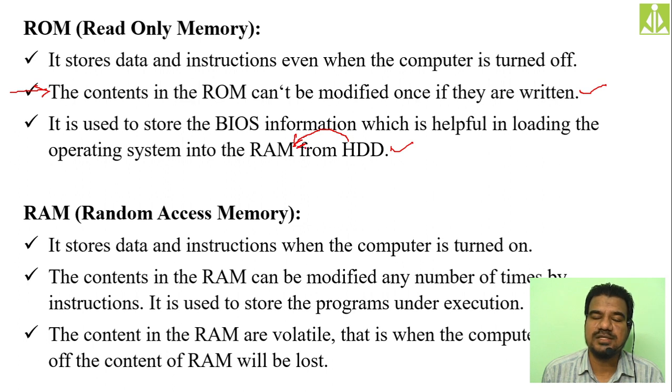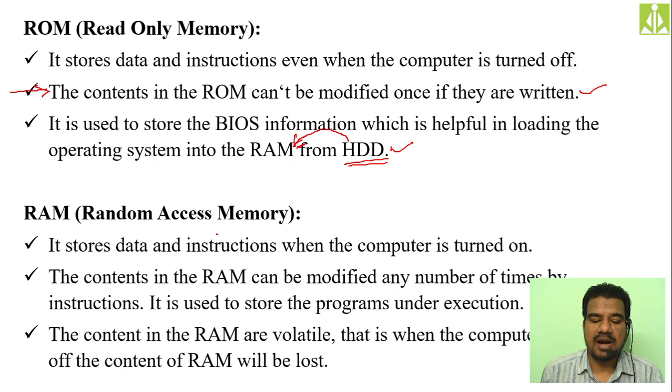The loading of the operating system will start. What is loading? From where to where will the operating system be loaded? In general, all the operating system related files will be stored inside the hard drive, HDD. So when you turn on the computer, what will happen? The operating system files will be copied from HDD to RAM. So this is what will happen.